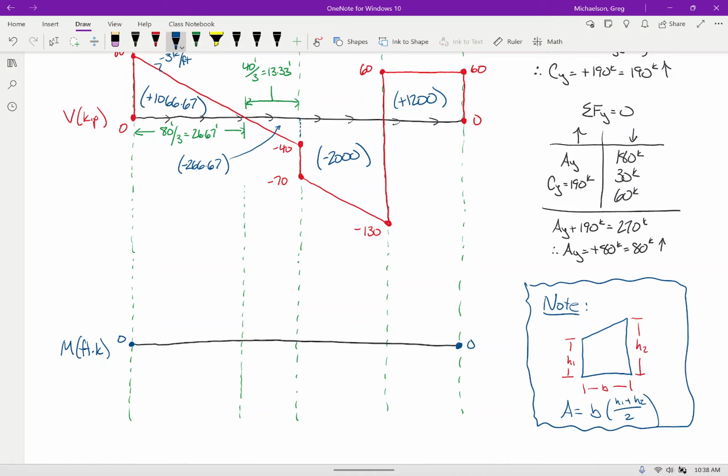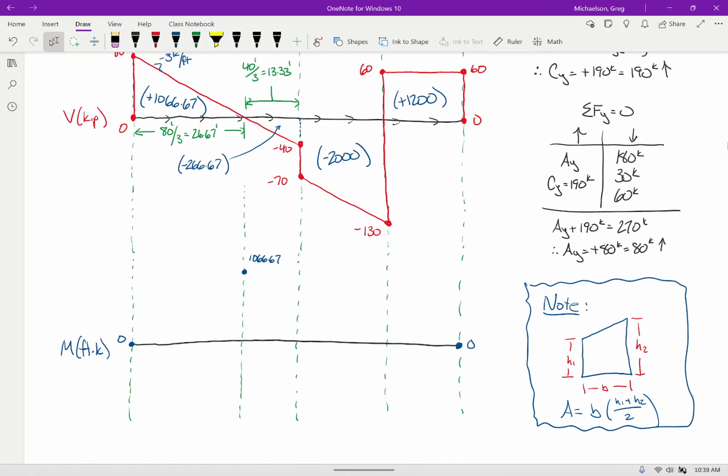Okay. So before we figure out the shape, from here to here, I'm going to increase, right? How much am I going to increase? 1066.67? So that's where I should be.